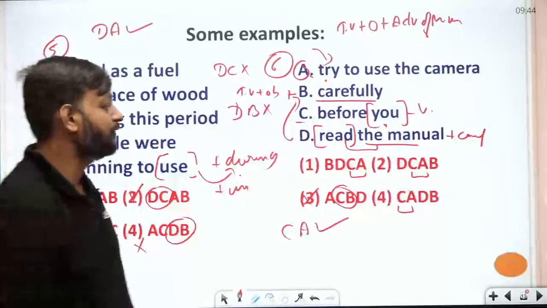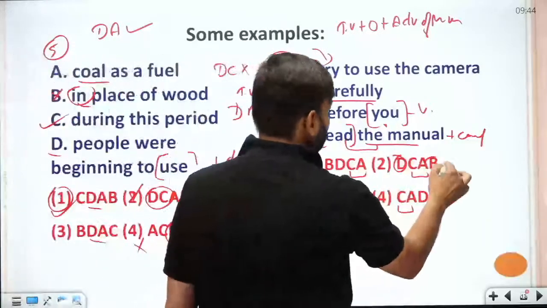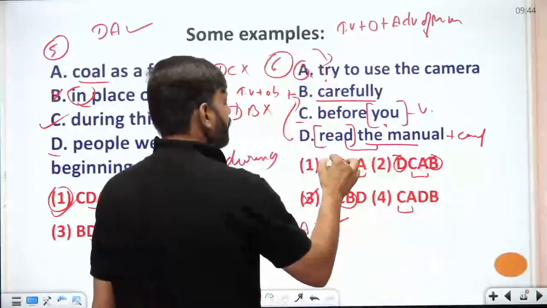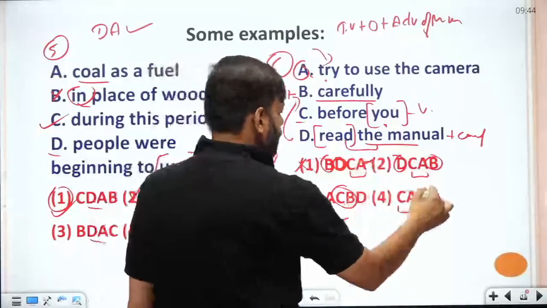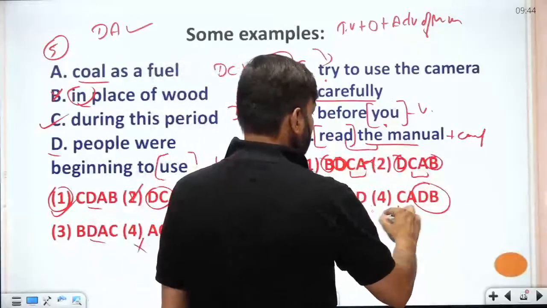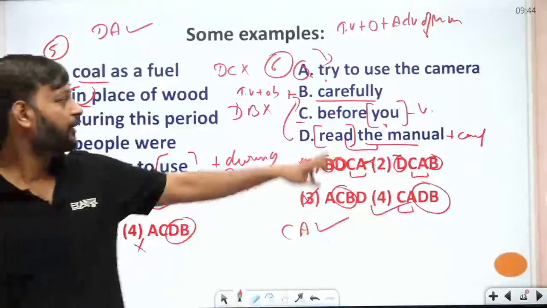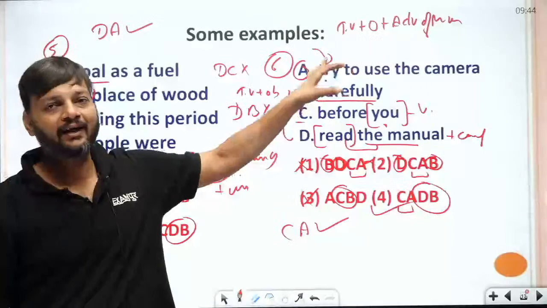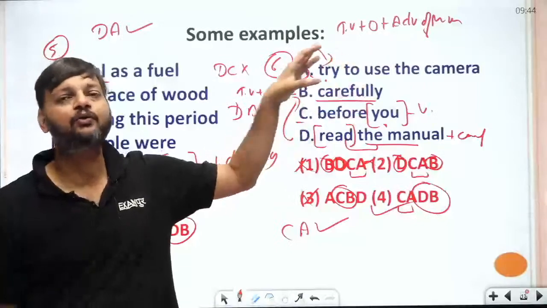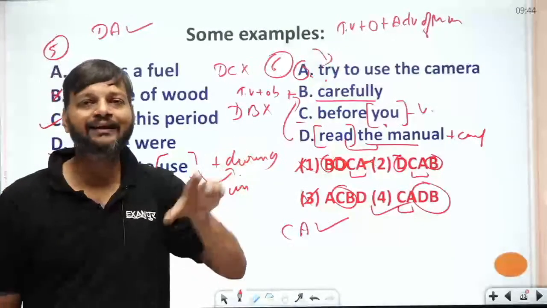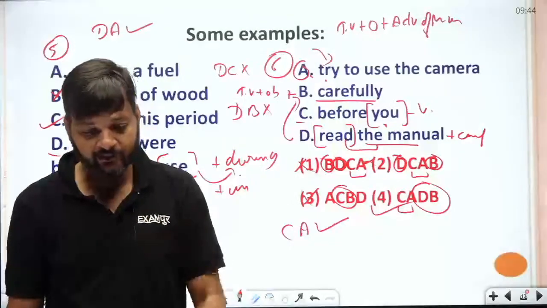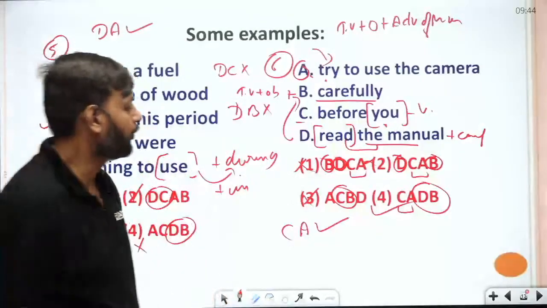So where is D and B? In this sentence we do not have D and B paired. In this sentence also we do not have D and B paired. Only one sentence has D and B paired. So option 4 is the correct answer. So as I told you earlier, adverbs and adjectives can give you the correct answer. They may lead you to the correct arrangement. Okay?